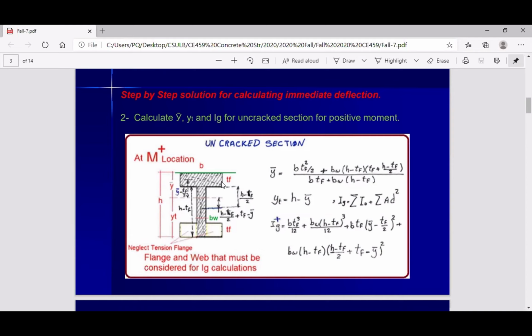Then for Y bar, we did that last week as well. I just split this into two rectangular shapes, as you can see, this X and this X. So area times the center of this area to the baseline. I will consider this as a base. The center means TF divided by 2. So area times TF divided by 2: B TF times TF divided by 2. That's the first one.